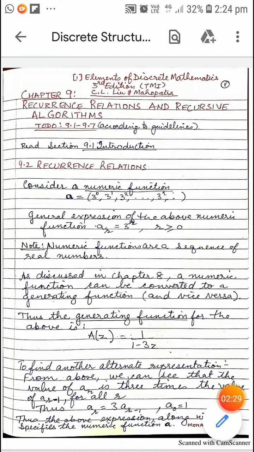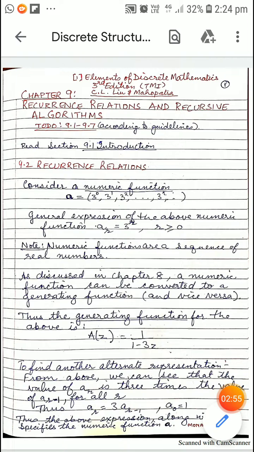Okay, so then coming to section 9.2, this is recurrence relation. And again, just taking a simple example in which you have a series, a numeric function, and the series is 3 to the power 0, 3 to the power of 1, 3 to the power of 2, and so on. And you have 3 to the power of r. If you generalize, this is the numeric function.